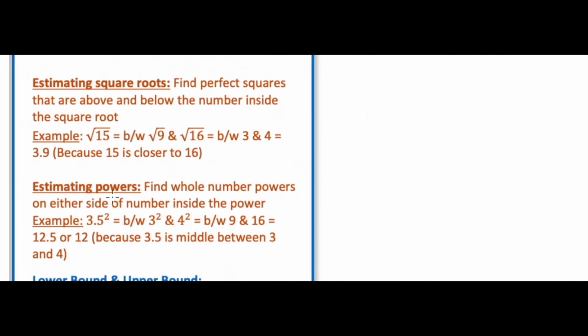And in estimating powers you will do the same, just like you did in estimating square roots. You will find the whole number powers on either side of the number inside the power. So in this example here is 3.5 squared, so the whole numbers below and above 3.5 are 3 and 4, and when you square them you get 9 and 16. So again the answer lies between 9 and 16, so which one do you take? Again you follow the same thing, which one is it closer to. If you look, 3.5 is exactly in the middle between 3 and 4, so that's why you will take the middle answer, which could be 12.5 or 12.